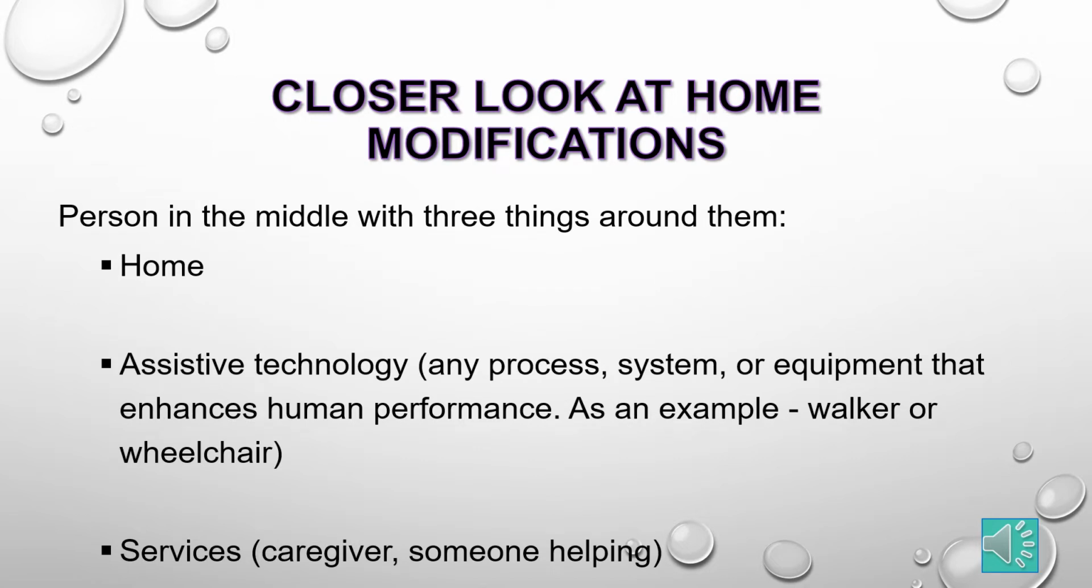If we take a closer look at home modification, you'll find that the person is in the middle with three things around them. And the three things are the home in which the modification needs to happen; assistive technology, which is any process, system, or equipment that enhances human performance, and one example of that is maybe the walker or the wheelchair that you might have seen people using around you; and the services. Services could be provided by the caregiver, the healthcare staff, or any other family members.